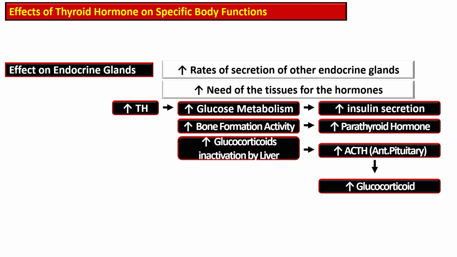is secreted more. The adrenal glands secrete glucocorticoids, so there is increased activation of glucocorticoid like cortisol by the liver. It triggers feedback in the ACTH from the anterior pituitary, and this results in increased cortisol secretion from the adrenal cortex. So the thyroid hormone accelerates metabolism, which leads to increased use of other hormones and increased demand on secretion from other glands to meet that need.